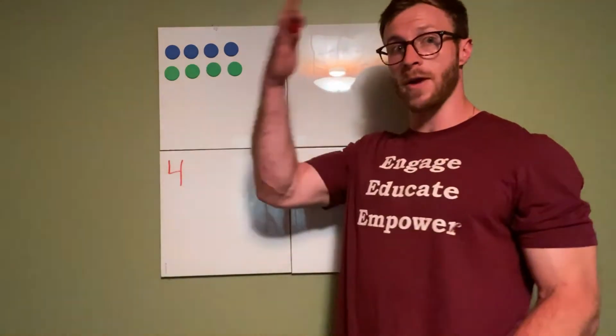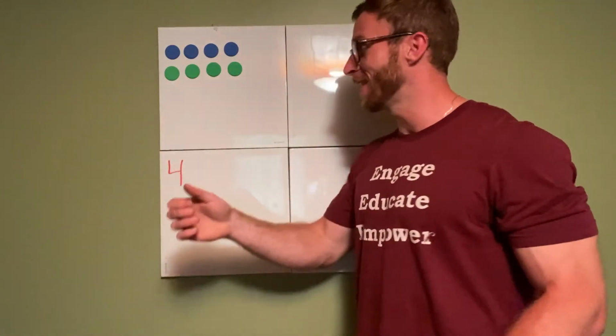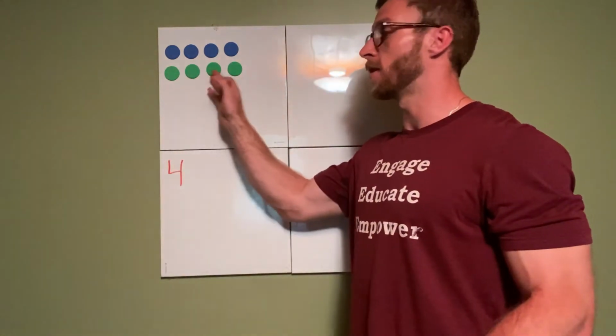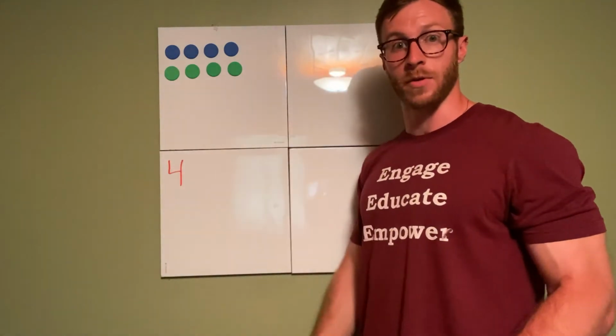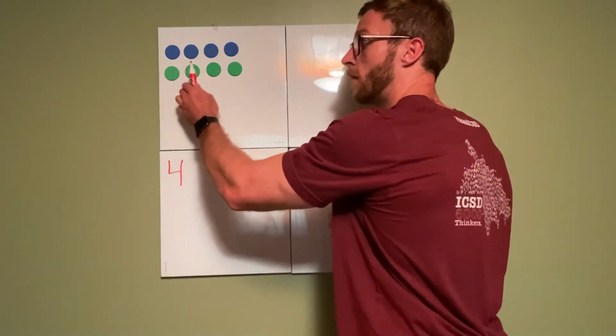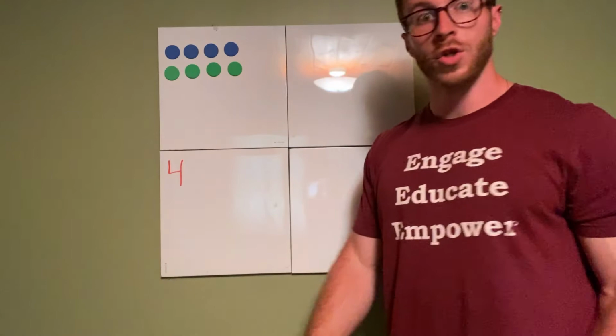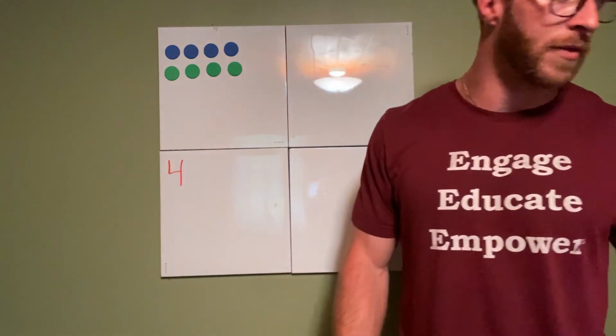So let's put 4 in our head. You're going to make this motion with me. You're taking 4, putting it in your head, okay? And then when I point to the green circles, we're going to say the next couple numbers. Ready? 4, 5, 6, 7, 8. So we have 8 circles all together.